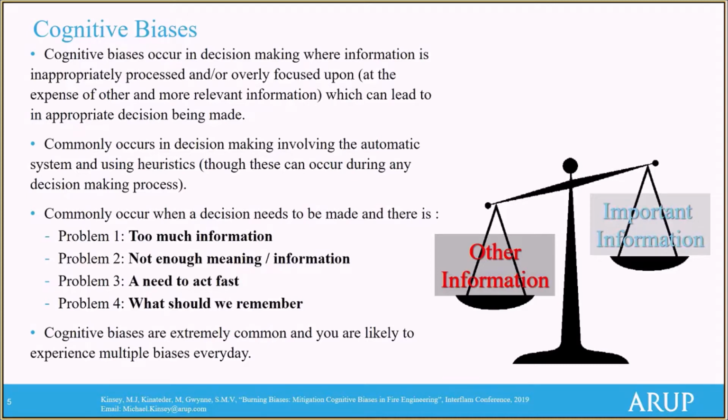Commonly, we see cognitive biases happen when we have too much information, we don't have enough meaning, so there's some level of uncertainty, we need to act fast, and we're not quite sure what we should remember. It's interesting to note that cognitive biases are extremely common, and you're likely to experience multiple biases every day, and you perhaps aren't even aware of it.